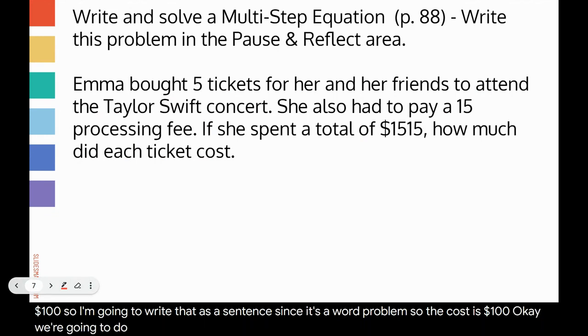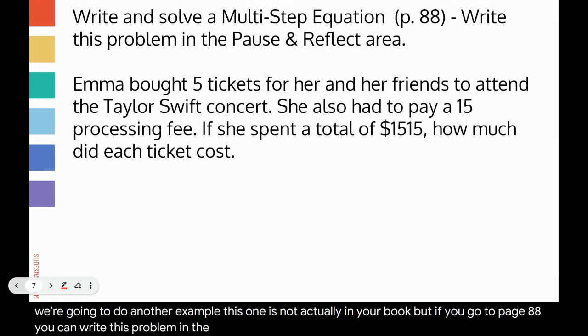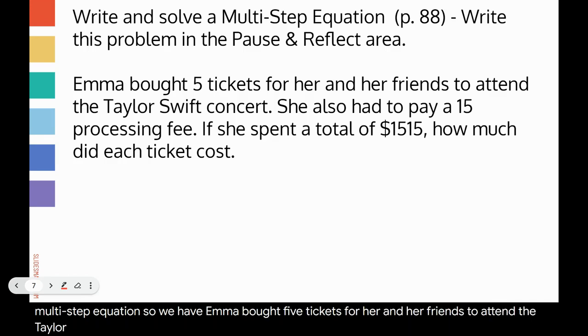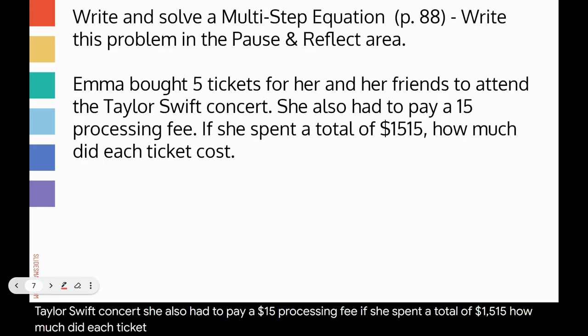Okay, we're going to do another example. This one is not actually in your book, but if you go to page 88, you can write this problem in the pause and reflect area. So we're still going to write and solve a multi-step equation. So we have: Emma bought 5 tickets for her and her friends to attend the Taylor Swift concert. She also had to pay a $15 processing fee. If she spent a total of $1,515, how much did each ticket cost?